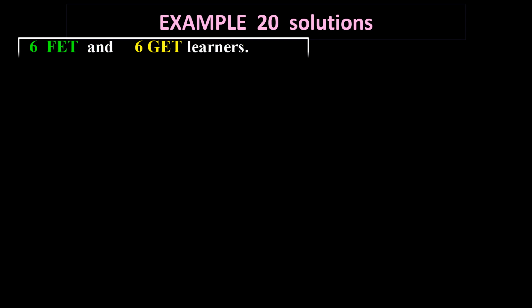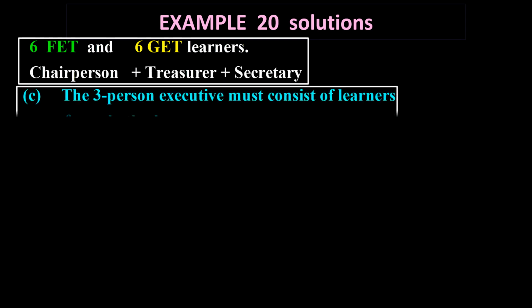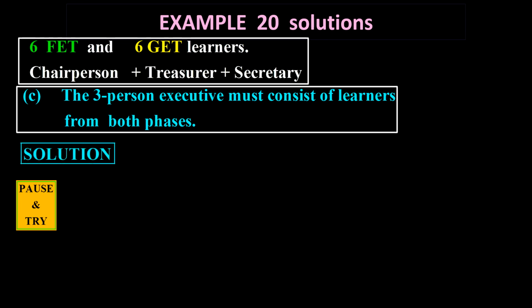Now we look at the last question here. This one that you have to do. A 3-person committee must consist of both phases. In other words, it shouldn't consist of FET only or GET learners only, right? So there's a solution, and I suggest you pause the video, try it, and then once you have it, you can continue just to compare your solution with the actual solution as well. So pause, and 3 minutes should be more than enough.